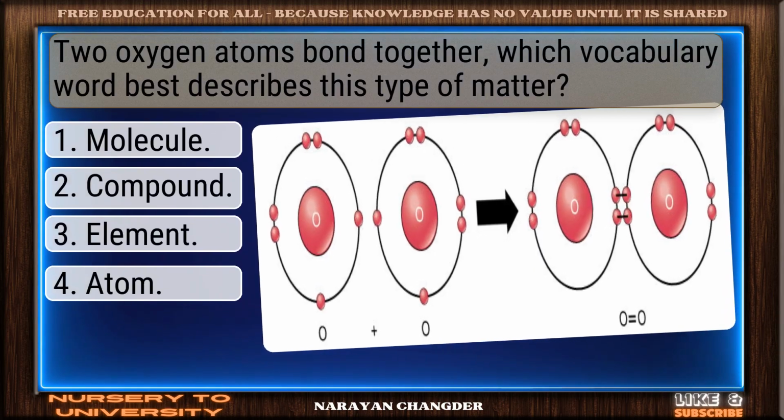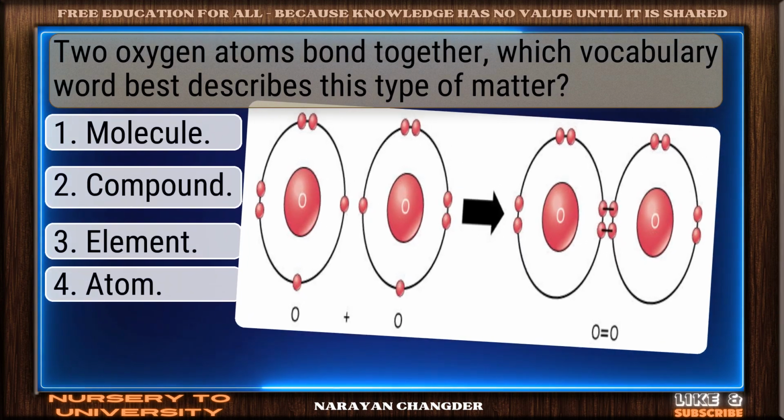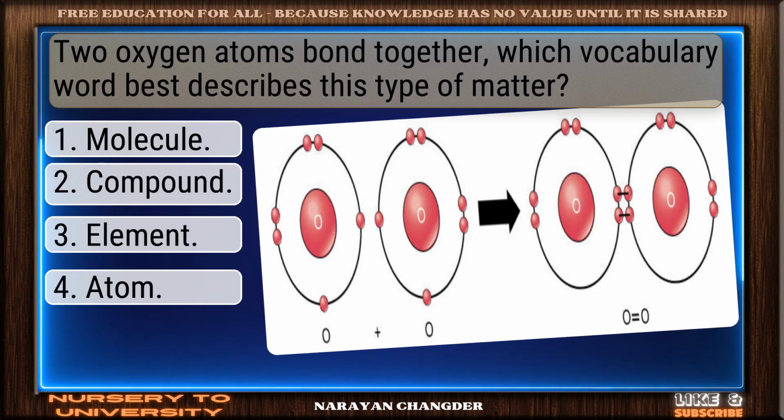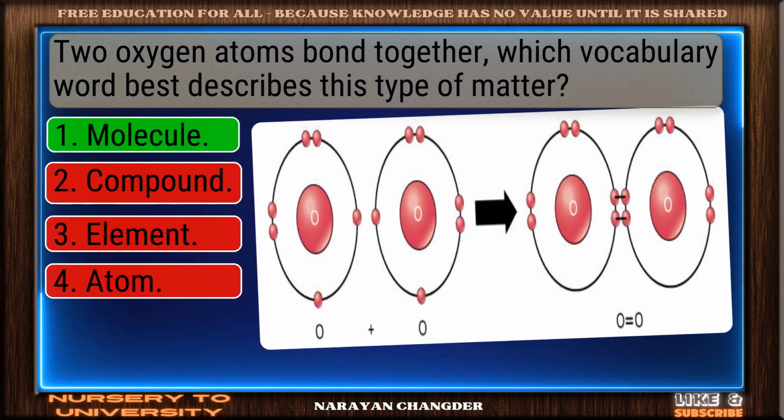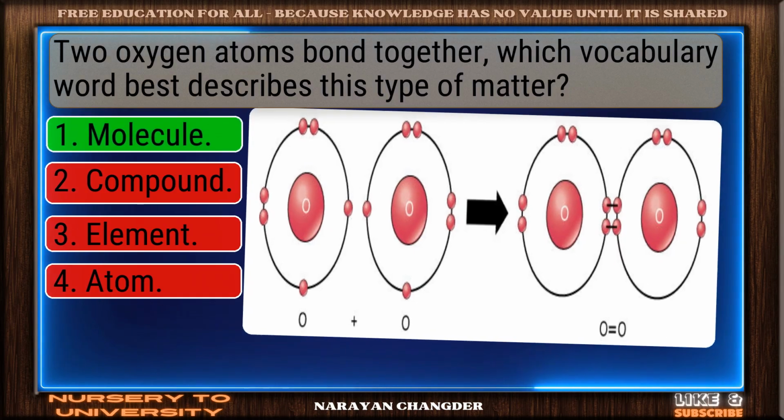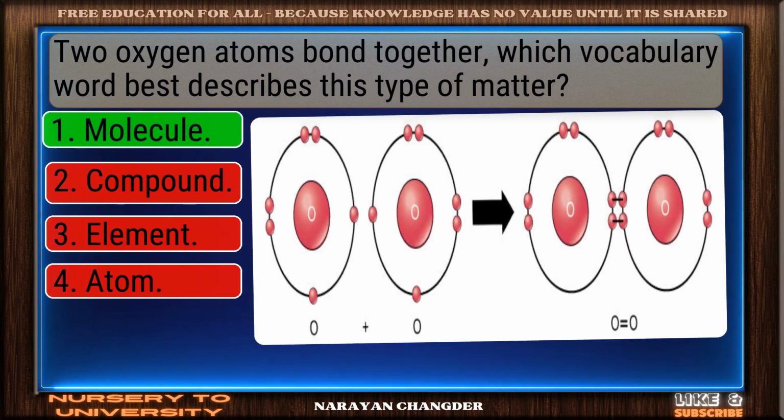Question number 5. Two oxygen atoms bond together. Which vocabulary word best describes this type of matter? Clear logic. Your choice molecule is sound and 100% true.